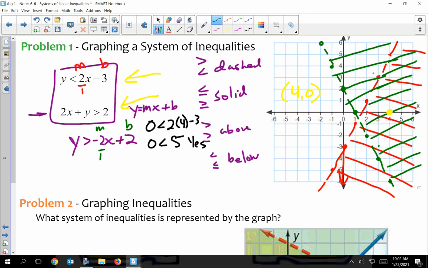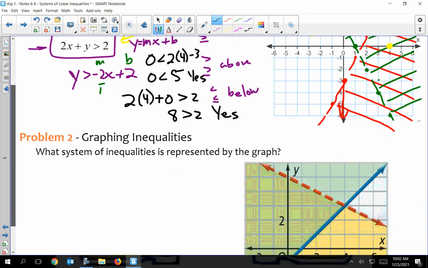I'm going to go back to the second one and plug them in. So my x was 2. I'm sorry, my x was 4. My y is 0, greater than 2. 2 times 4 is 8. 8 plus 0 is 8. Is 8 greater than 2? And yes, it is. So the point that we got worked for both inequalities.